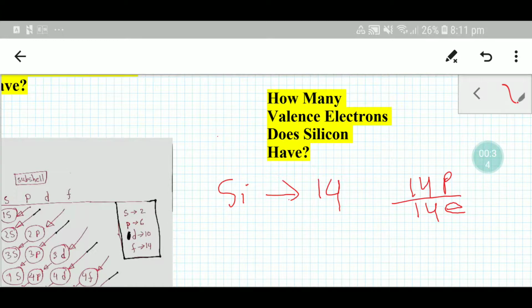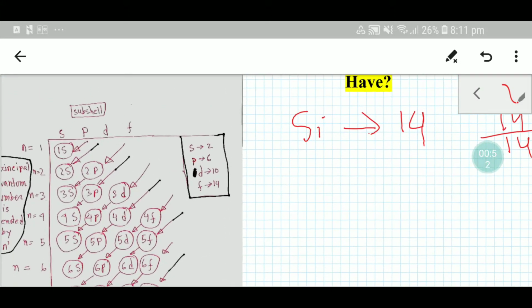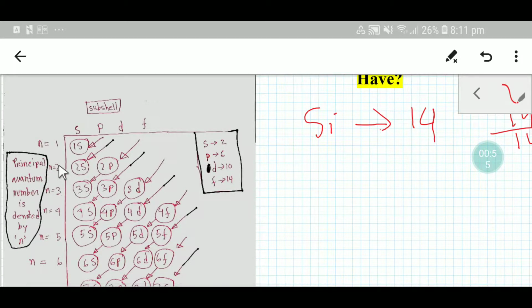As you know, the charge of a proton and the charge of an electron are equal but opposite. However, now we need to do the electronic configuration of silicon. As you know, silicon has 14 electrons. We'll use this diagram to write the electronic configuration of silicon. Let me remind you, the s subshell can take a maximum of 2, the p subshell a maximum of 6, the d subshell a maximum of 10, and the f subshell a maximum of 14.